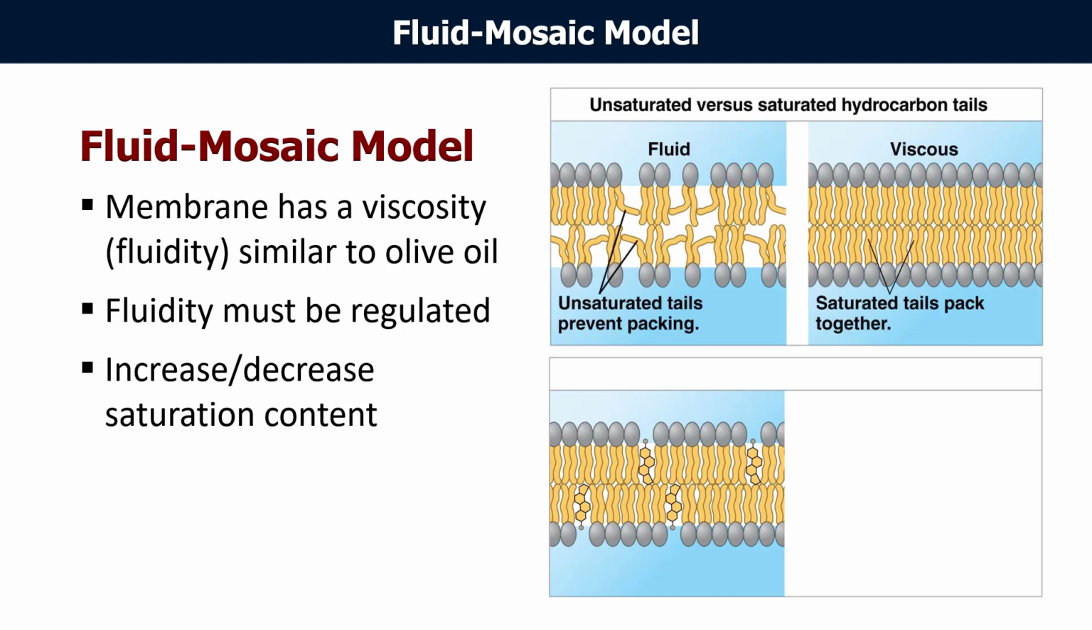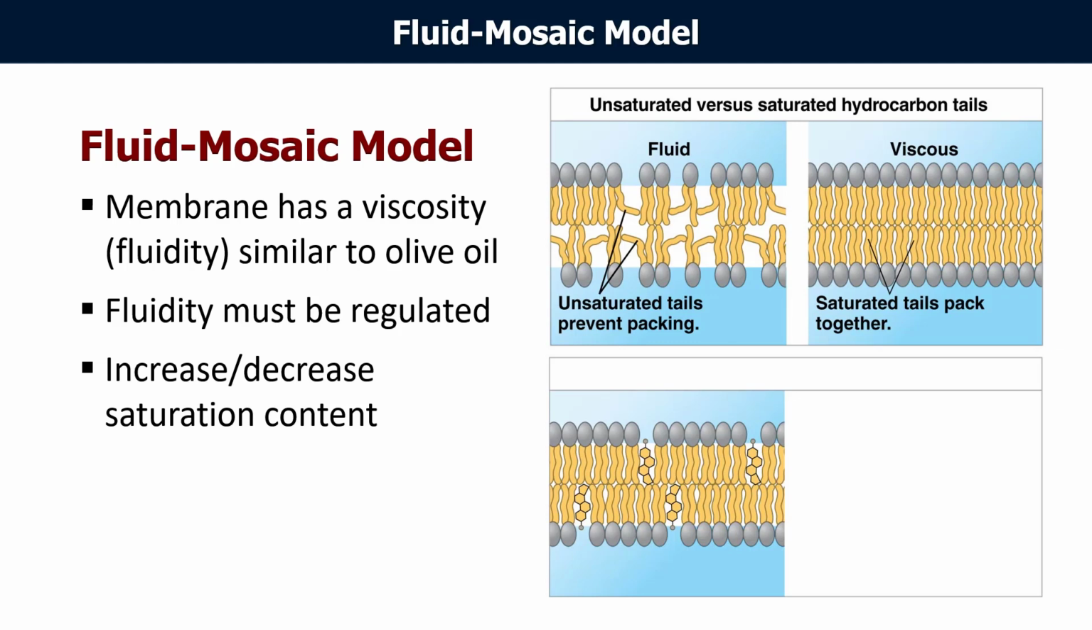So simply by changing the saturation content of the membrane, we can change its viscosity. If we saturate most of the phospholipids, the membrane becomes very viscous, very resistant to flow. It stiffens up. Whereas if we increase the number of unsaturated fatty acids, that pushes the phospholipids apart, creating some gaps and spacing, and the membrane becomes more fluid. Now again, we want it to always be the texture of olive oil, so the cell is simply going to increase or decrease the saturation content as needed to maintain that very consistent viscosity.